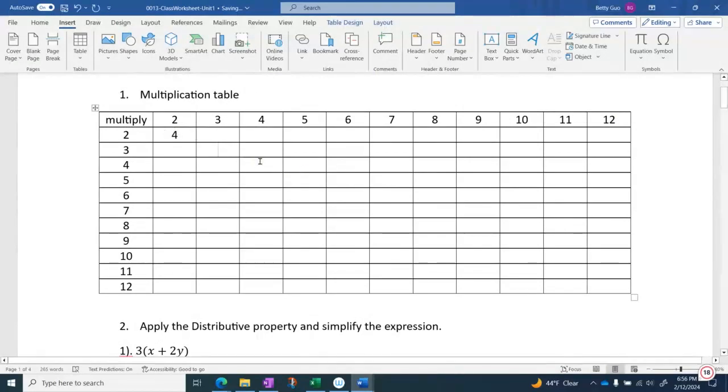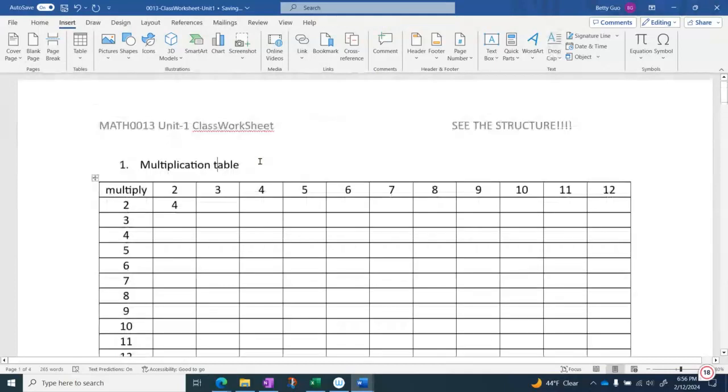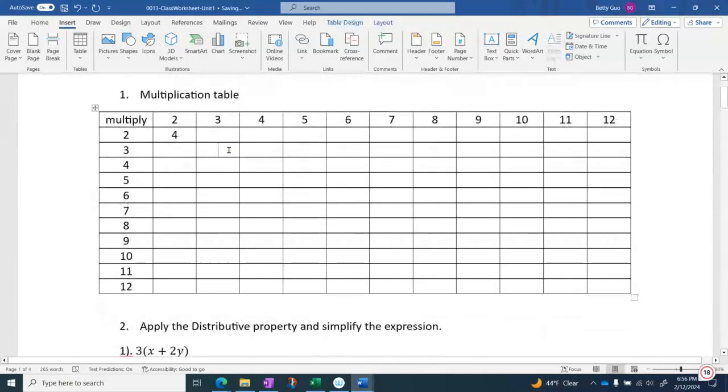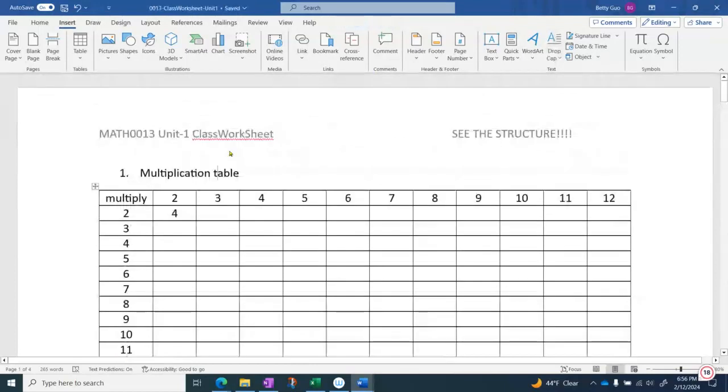What is 3 times 3? 6. What is 3 times 3? Yeah, it's 9. Let me type. 9, yeah.